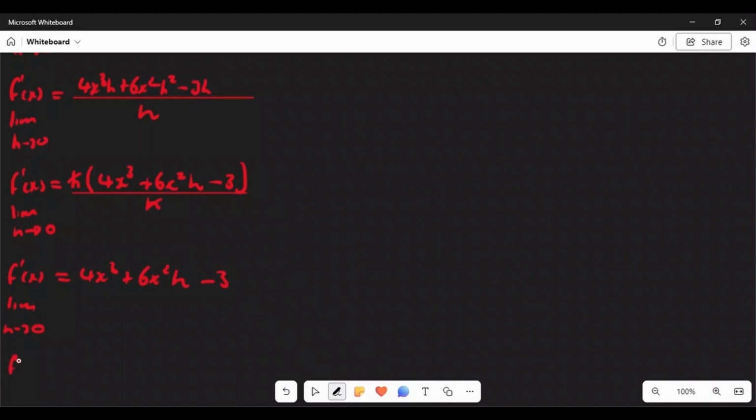So you're going to write f prime of x, and then wherever there is h, you substitute with 0. So you're going to have 4 multiplied by x to the power of 3 plus 6x squared, but wherever there is h, we substitute with 0, minus 3. So the final answer, let me just write it here, f prime of x. Oh, by the way, whenever you start substituting, the limit and h approaches 0 fall out, guys. So the answer here is going to be 4x cubed minus 3.